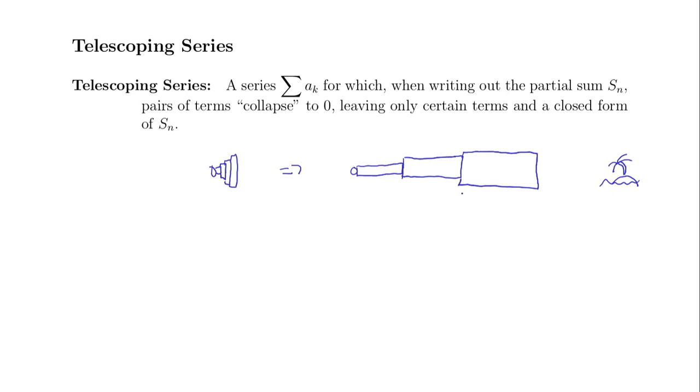Something like that. So for a telescoping series, we're going to be looking for this kind of collapsing terms. And hopefully this next example will illustrate what I'm talking about. So what I want to do is just look at the partial sum S sub n of this. I'm just going to start writing out terms. It's the first term when k is equal to 1.